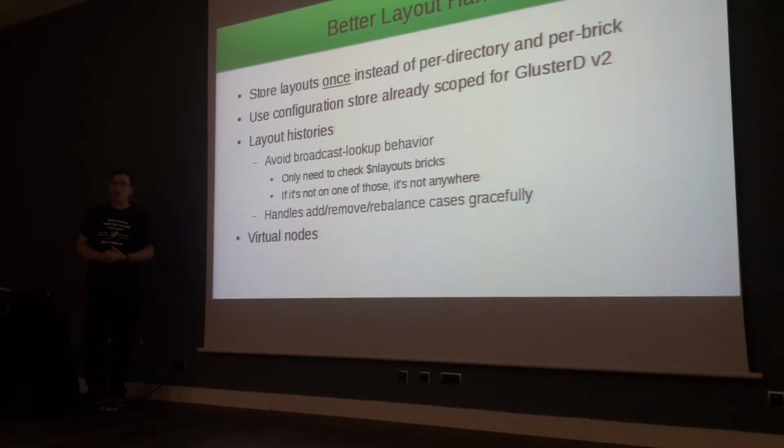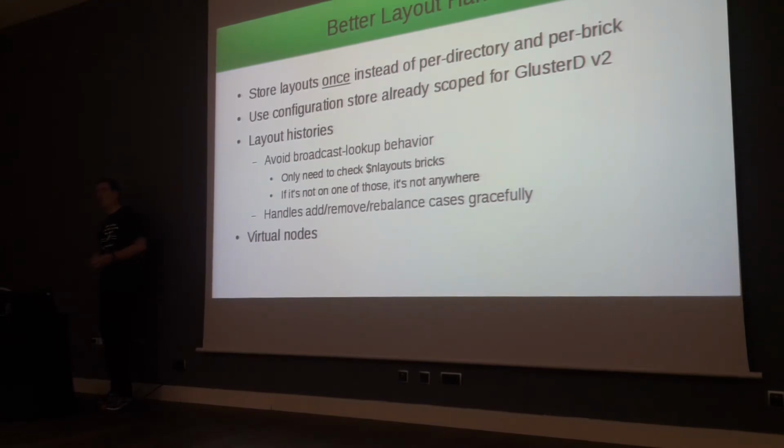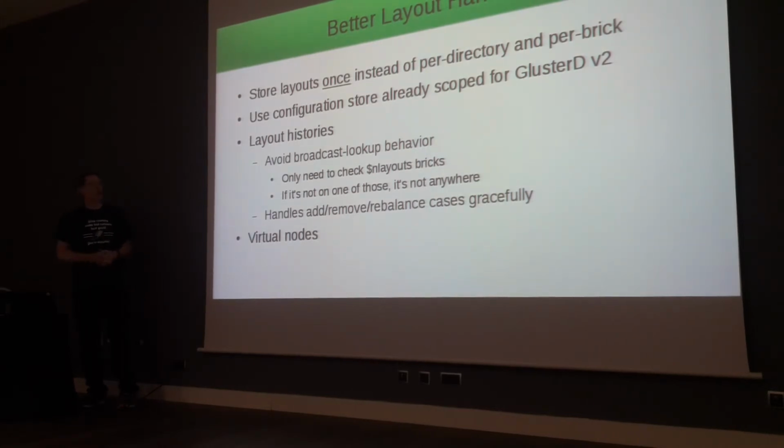The other thing that goes along with that is now that we have a more compact, more guaranteed, consistent place to put that layout, we can actually start storing multiple layouts going back in time. So here's the layout now, here's the layout before we added that last couple of bricks, here's the layout before we removed the brick before that, etc. What that lets us do is we can totally avoid any case where we need to go check everywhere, even in the rebalancing instances. Because there's only so many layouts that could possibly have applied to this directory. There's only so many places that file could possibly have gone. So we only need to check that many.